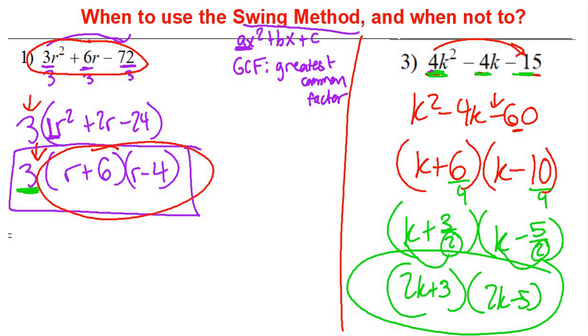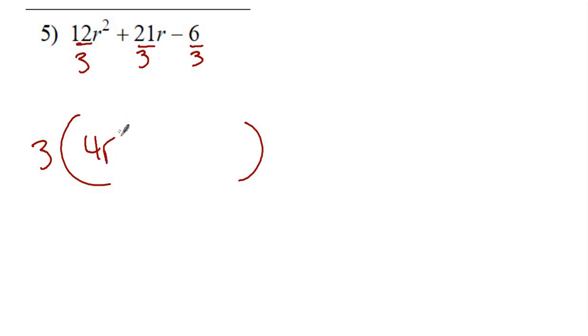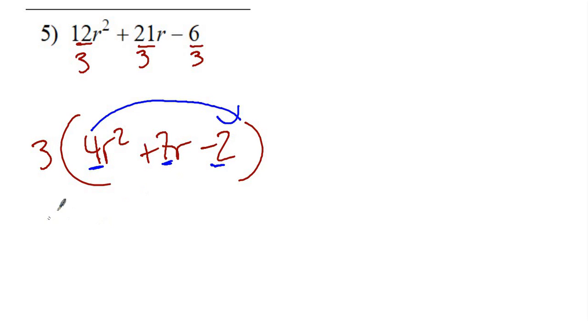Okay, the last example I want to show you is what if you have to do both. So the next case we'll see is where there's both. If you look at 12, 21, and 6, those all have a common factor of 3. So we could pull a 3 out in front. 12 divided by 3 is 4. 21 divided by 3 is 7. 6 divided by 3 is 2. But now notice 4, 7, and 2, those don't have a common factor. So we need to continue by using the swing method right here, by swinging that over.